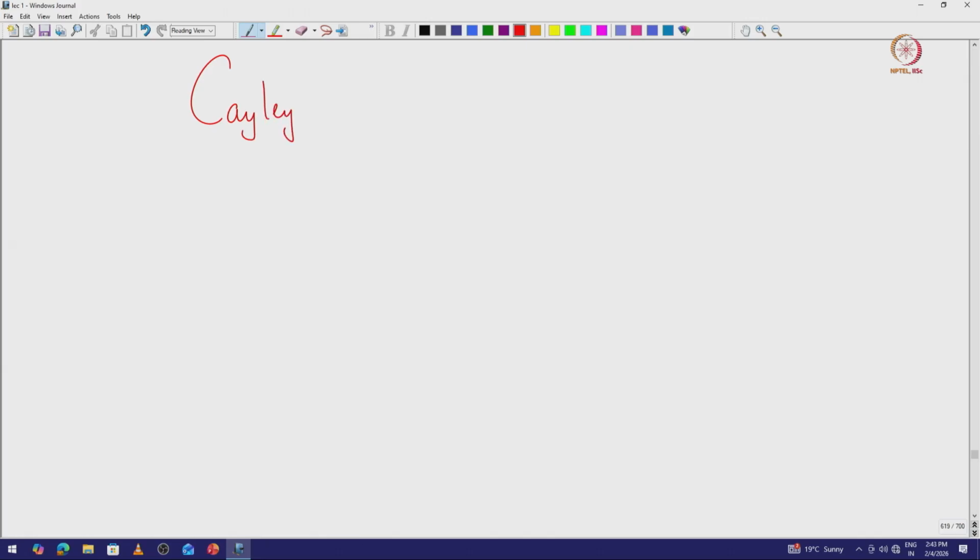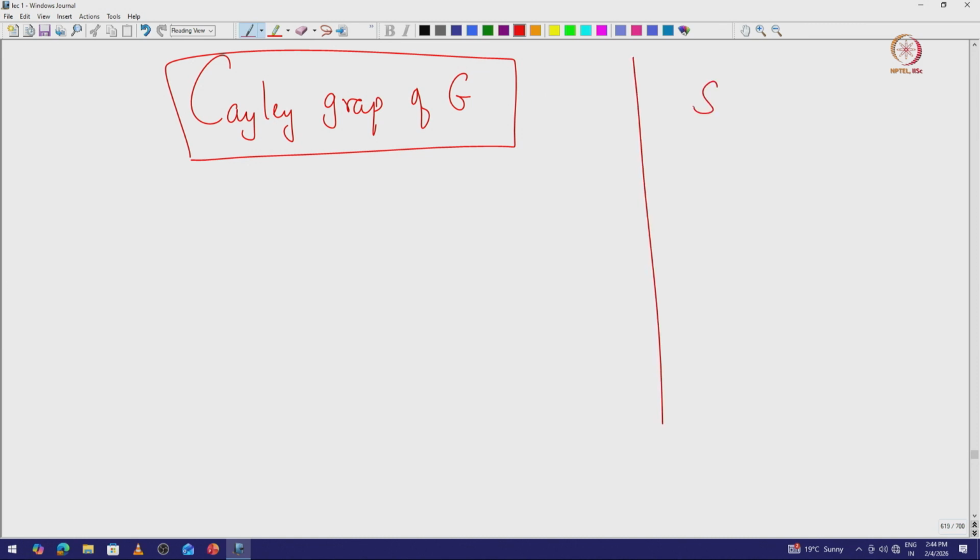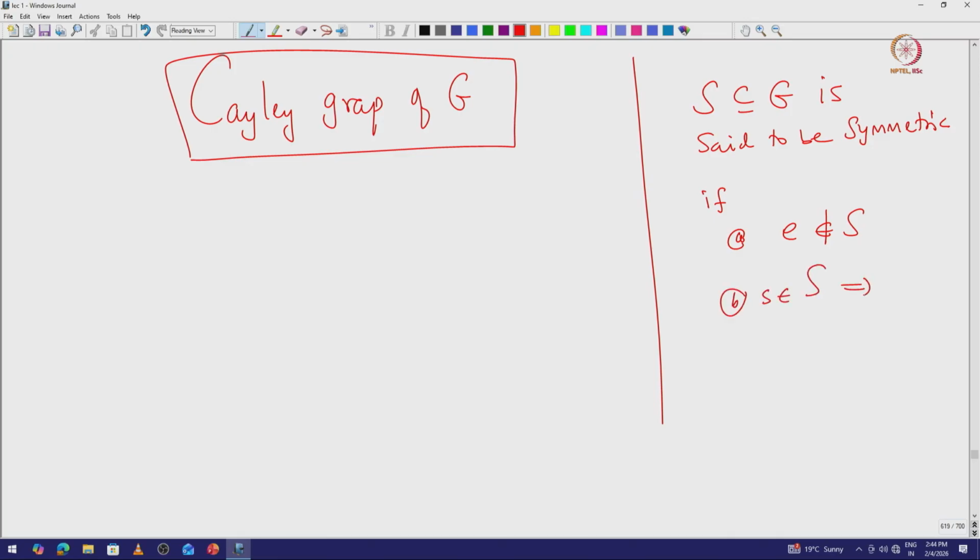So, the Cayley graph of a given group G. To define a Cayley graph, we need two pieces of data. One is the group, and the other is a symmetric subset of G. So, let us fix a symmetric subset. S, a subset of G, is said to be symmetric if it satisfies two conditions, because we want it to be a generator set. First, we assume that the identity element is not in S. And the second condition: whenever s is in capital S, then we demand that s inverse is also in capital S. Such sets we call symmetric sets.